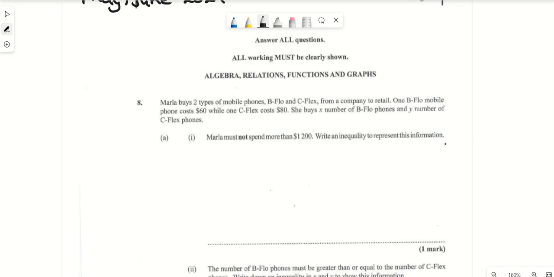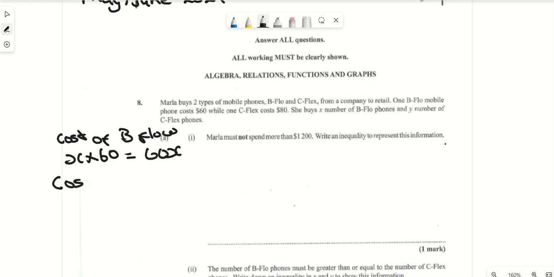So we know for the number of B-Flow, it would be the cost of the number of B-Flow. We don't know what number she's buying, so she buys X phones of B-Flow. And we know that the cost of B-Flow is 60. So the cost of B-Flow phones would be X times 60, which is equal to 60X, right?